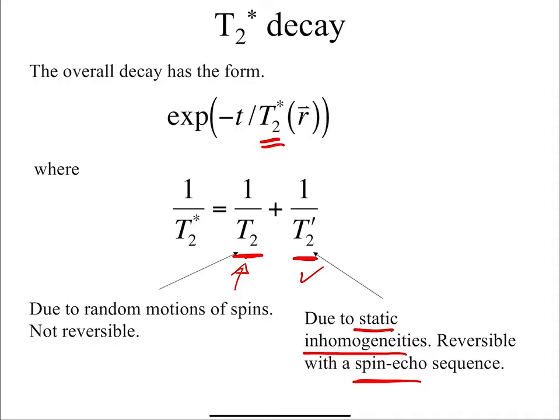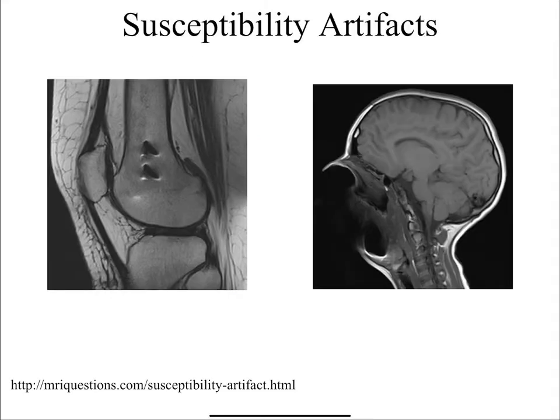But this term here, the T2 prime term, there is something we can do about it. Now, we don't always want to get rid of it. For example, in fMRI, you're going to keep this term. But for things like making a nice T2 weighted image, you might want to get rid of that term. Okay, and we'll take a look at an example of that. So here are some examples of what happens if you don't get rid of that term.